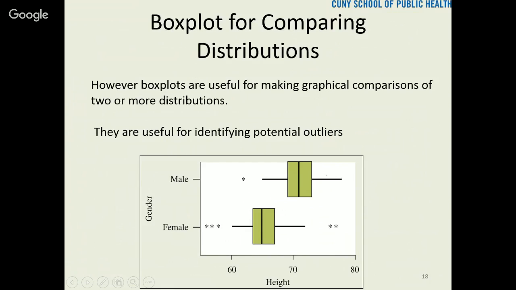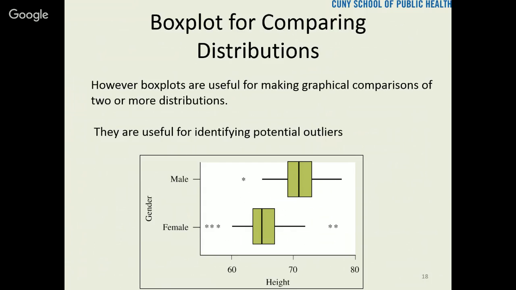The very nice thing about box plots is that they make it easy to compare two distributions side by side. So in this example, the heights of males and females, you can see that on average, in the central tendency, males are taller than females. There's a certain amount of overlap between those two distributions.